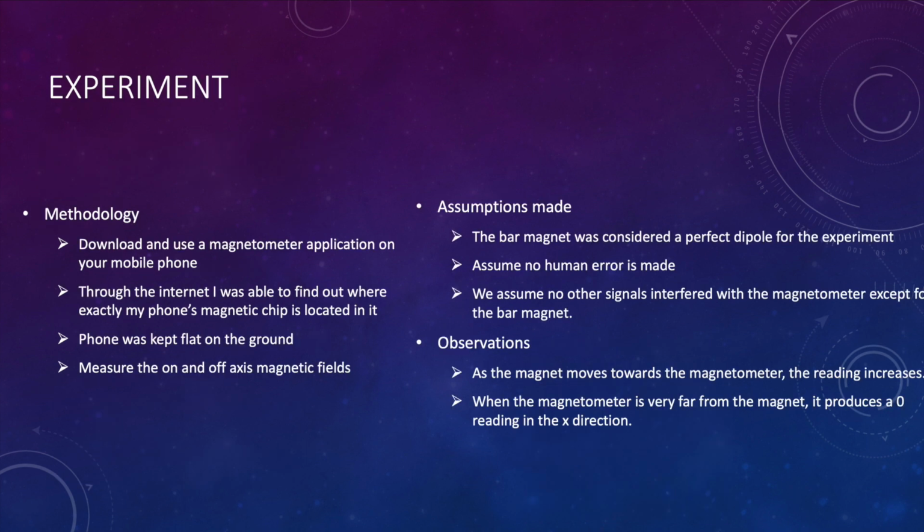Methodology. The first thing I did is I downloaded and used a magnetometer application on my mobile phone, and through the internet I was able to find out where exactly my mobile phone's magnetic chip is located. I marked that point on my phone. The phone was kept flat on the ground, and using the magnetometer app and two rulers, I was able to mark the x and the y axis.